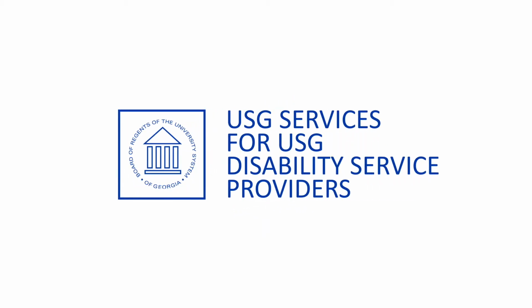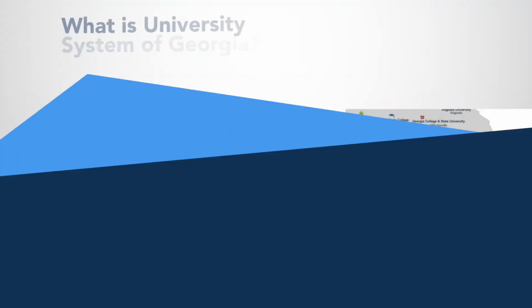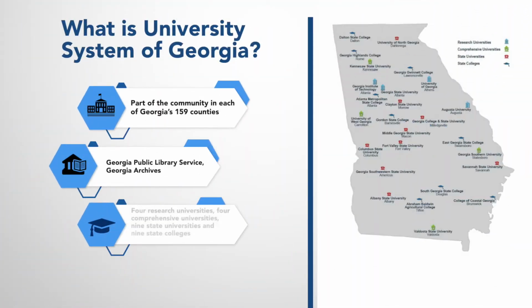The University System of Georgia, often called the USG, has resources that specifically support your work and accessibility in supporting your students. We will provide information about each resource and the acronyms they are known by.